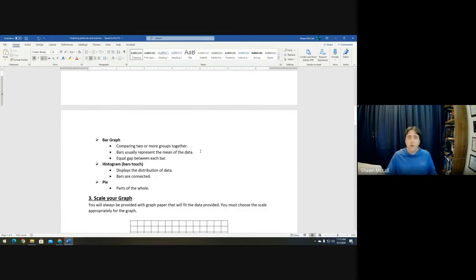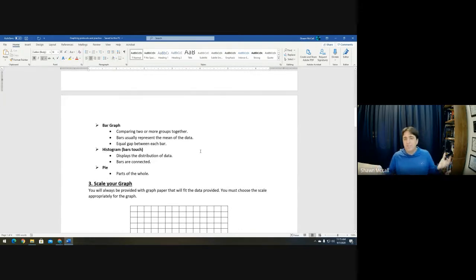Now, bar graphs are when you're comparing various different sums of groups and groups together. So two or more groups you are comparing, like the different colors of hair within a classroom, or the different colors of apples in an orchard, how many of each are being grown, that kind of a thing. You're comparing those different groups. You're going to use bars that represent the data, and those bars need to have equal gaps between each bar. All right, just something to think about.